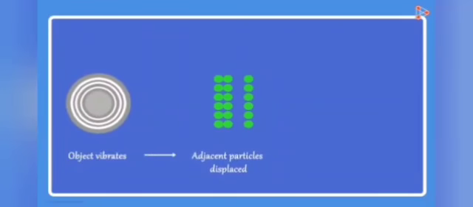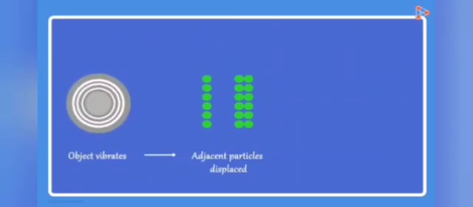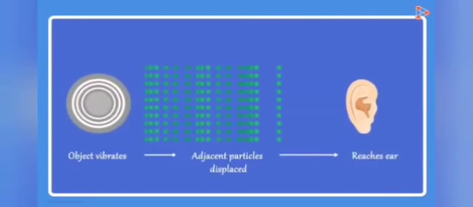When the object is vibrating, it sets the particles of the medium around into vibration. In the process, the nearest particles to the source get displaced from their mean or equilibrium position. They start to collide with the particles adjacent to them. The adjacent particles then also get displaced from their mean positions. They in turn do the same to their neighboring particles. This process continues in the medium till the sound reaches our ear.